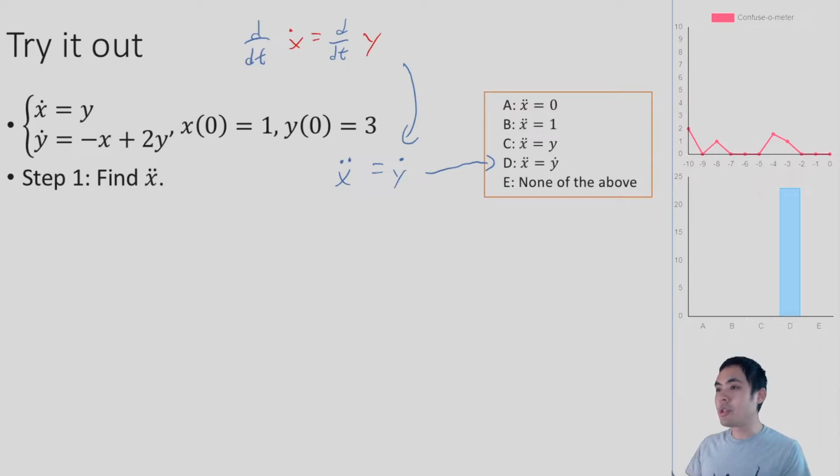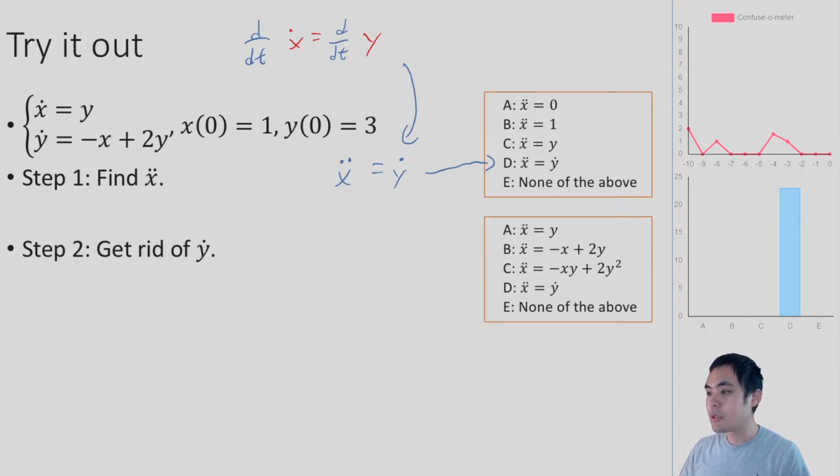You could, in theory, do it instead and find y double dot and get rid of all the x's. But for this example, we're going to get rid of all the y's from an x equation. But now we haven't gotten rid of all the y's because we still have this y dot here. So now step 2 is let's get rid of the y dot. So when you're trying to get rid of y dot, which of these is it?